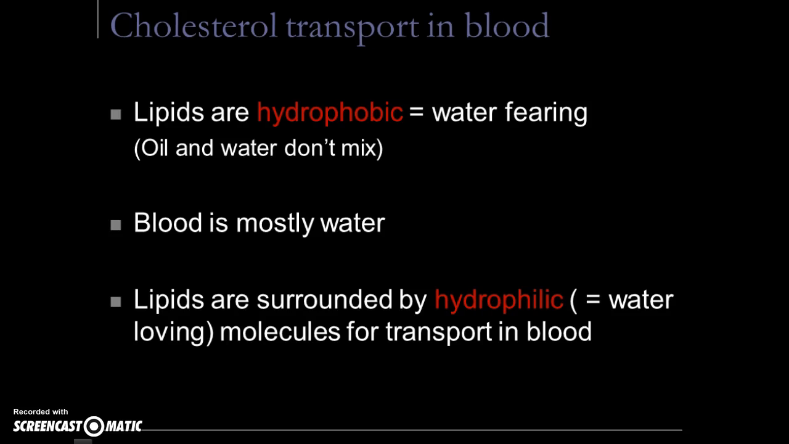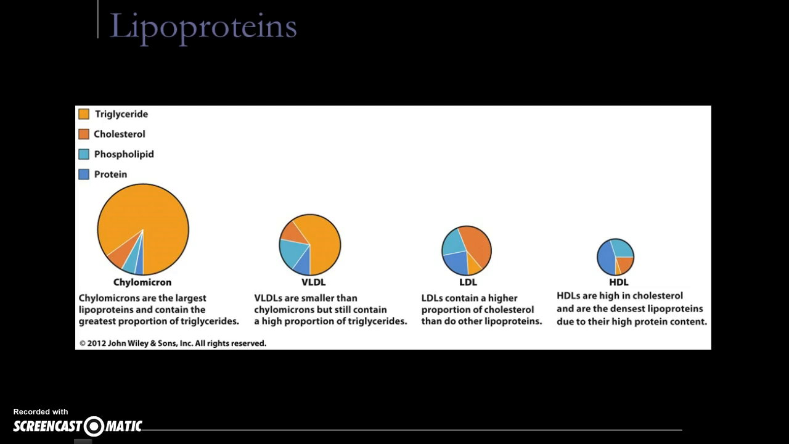So the lipids need to be surrounded by hydrophilic or water-loving molecules for transport in the blood. And when we look at those hydrophilic molecules, that's going to be partly phospholipids and partly protein. Therefore, we have a lipo or lipid protein. Lipoproteins are made of triglyceride, cholesterol, phospholipid, and protein.